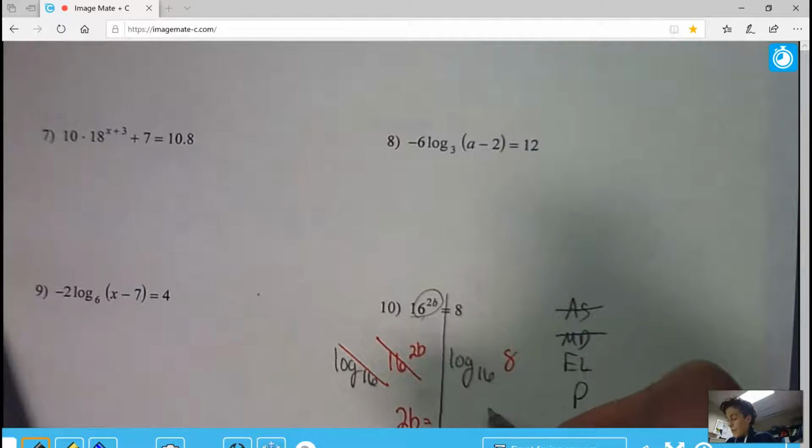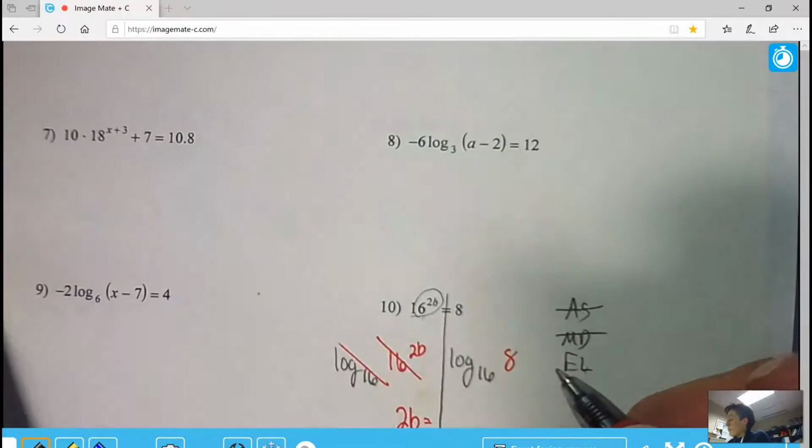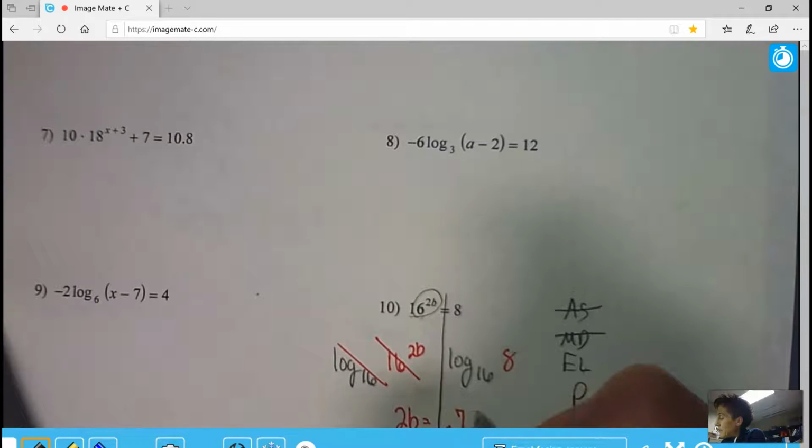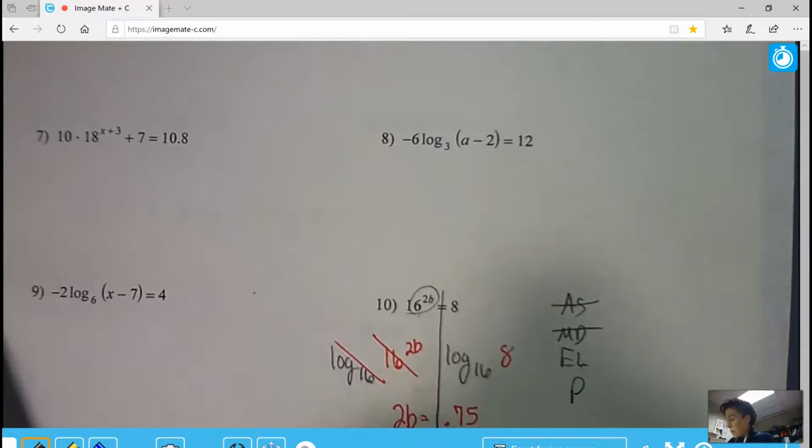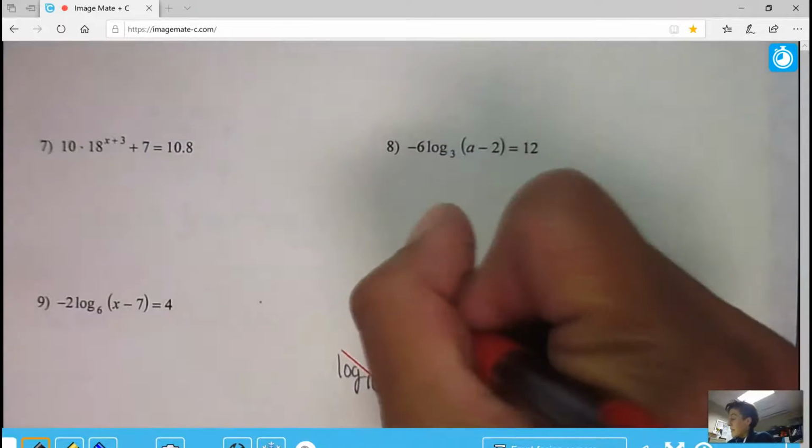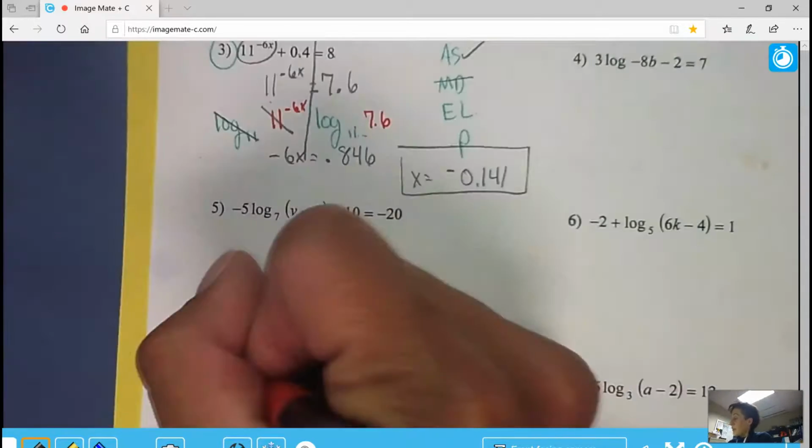And then if I press my math button, scroll up, put my little 16 in, which you can't see me doing, and my 8, I get this number, 0.75. And now to solve for b, I'll just move that 2 over by dividing. So if I take this number and divide by 2, we get 0.375.